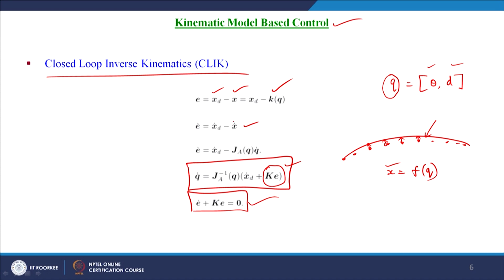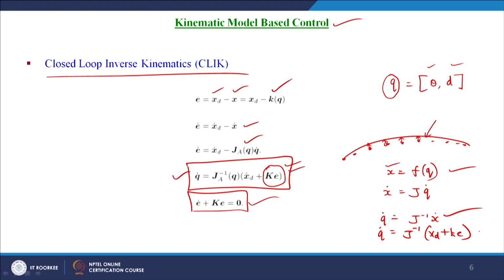Now, x dot is represented by the Jacobian into theta dot. We know that from forward kinematics, the differential kinematics is x dot equal to J q dot. That is what is put here, and from this we have q dot given by this control law. So, q dot is given by J inverse into x d dot plus K e.